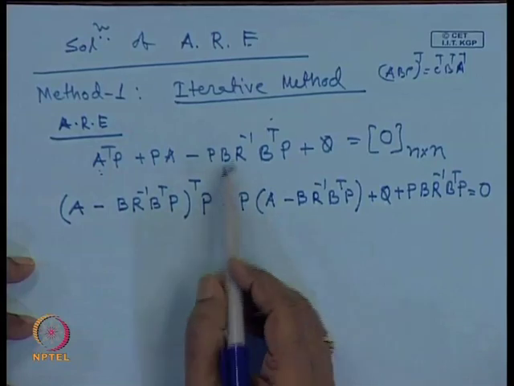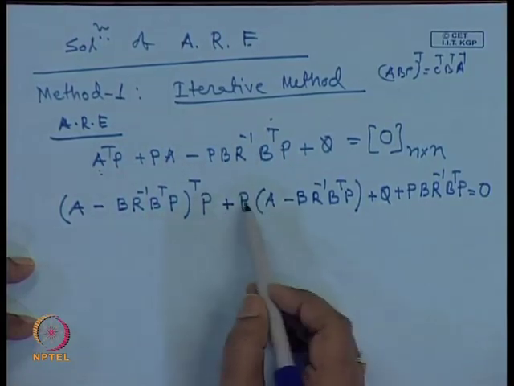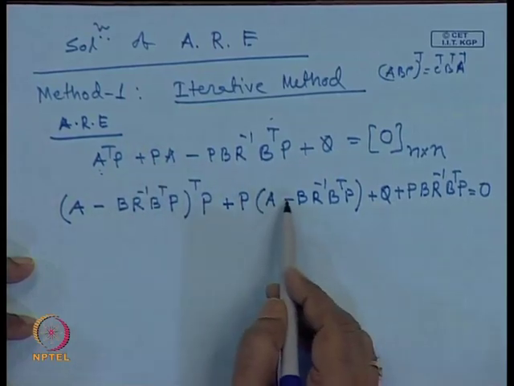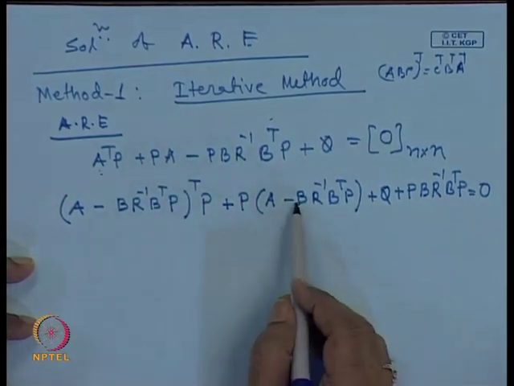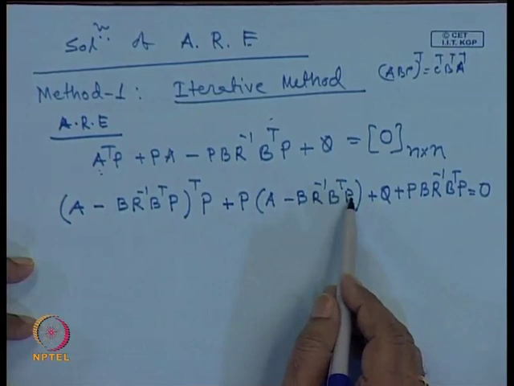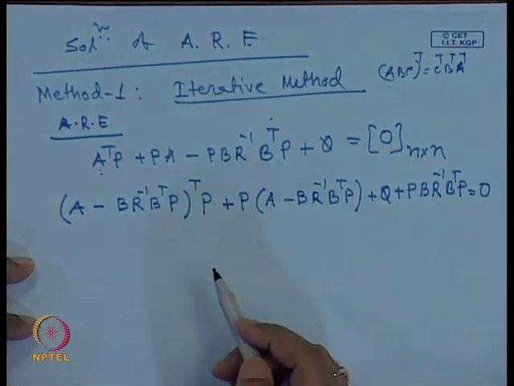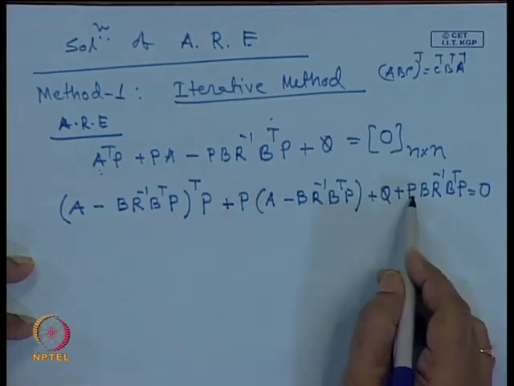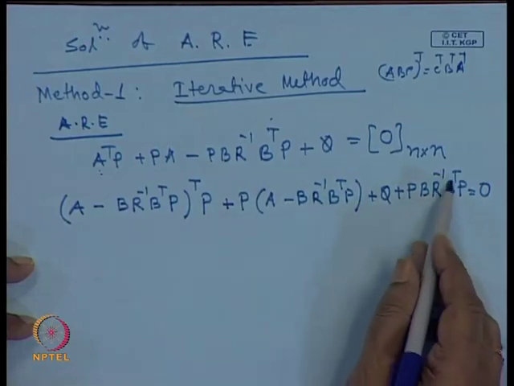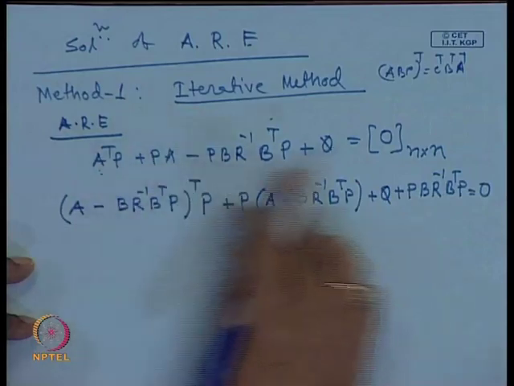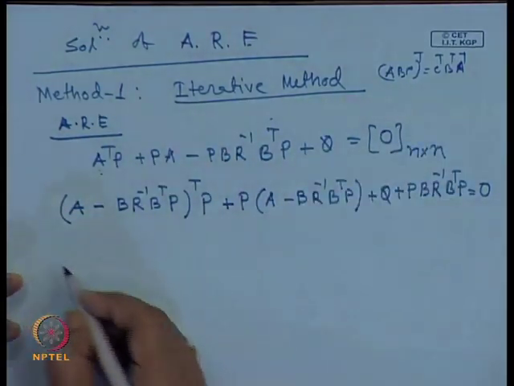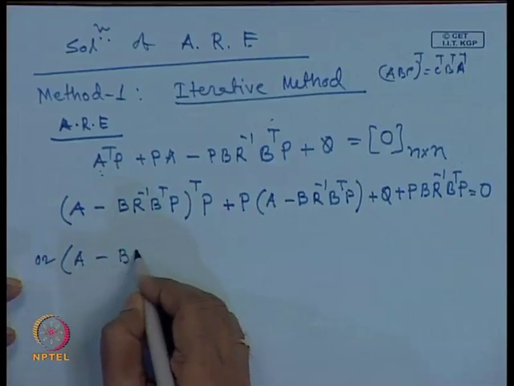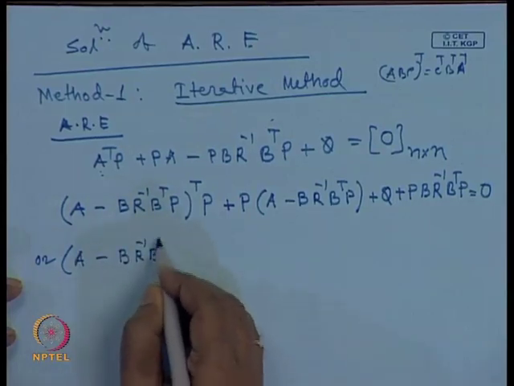Then this equation, I mean P A, this is actually P A minus P B R inverse B transpose P. So, this is one term I have taken more. So, I have added P B R inverse B transpose P. So, this cancels, and ultimately this remains the same. So, this I am writing in this form: A minus B R inverse B transpose.